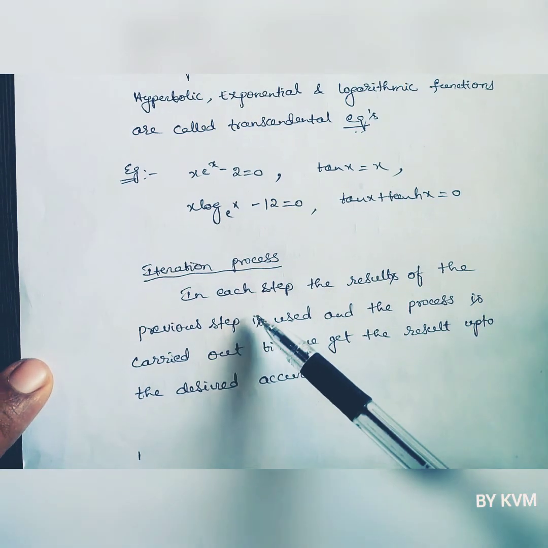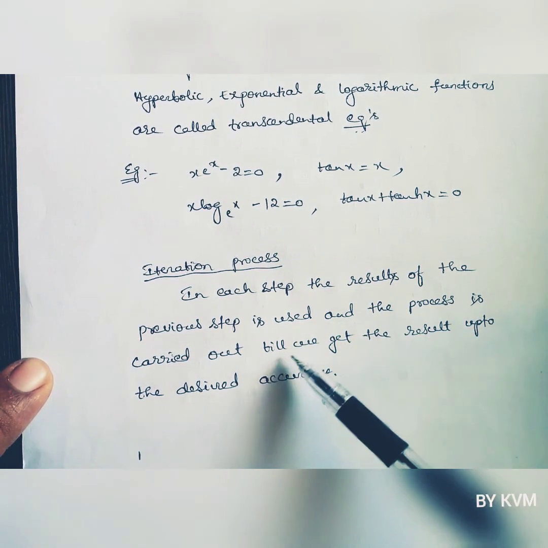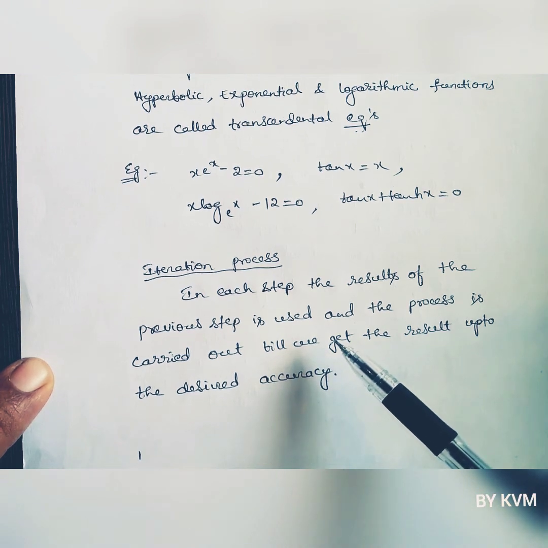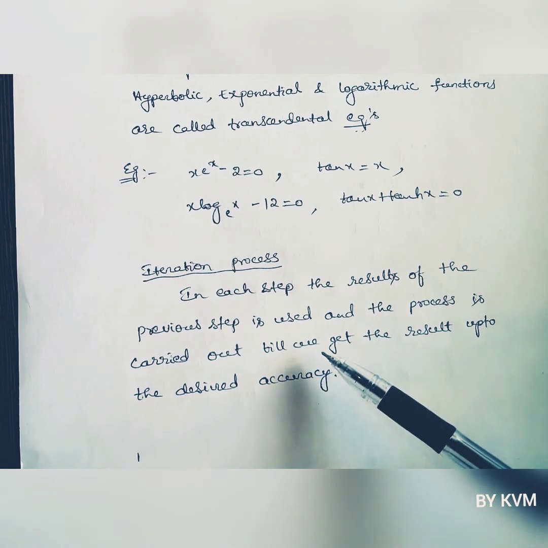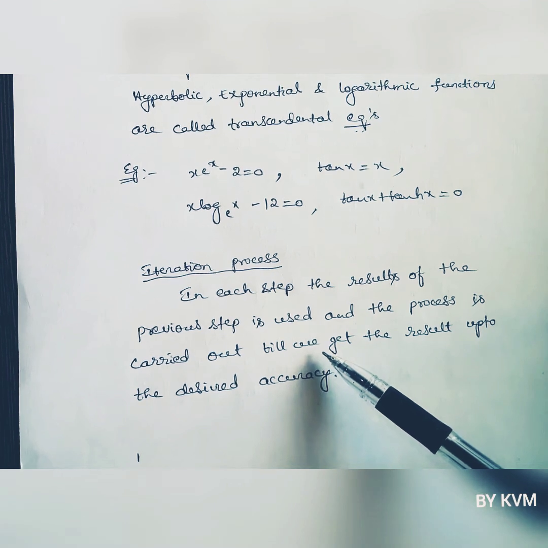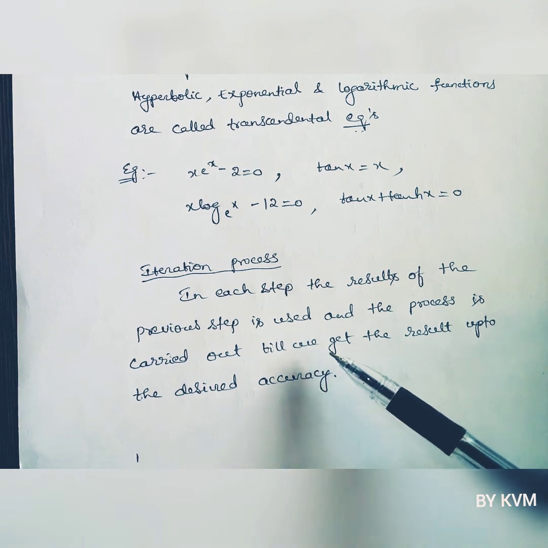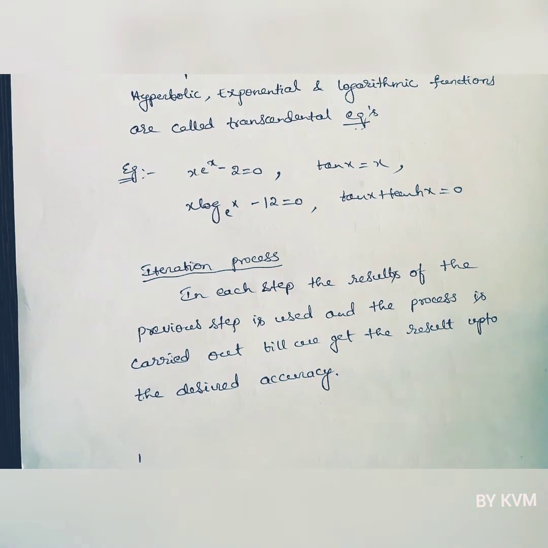Now the iteration process. In each step the result of the previous step is used and the process is carried out till we get the result up to the desired accuracy. So in each step we use the results of the previous step. Such a process is called the iteration process, and the methods which use this process are called iteration methods. All the numerical methods are iteration methods, where in each step we use the results of the previous steps.